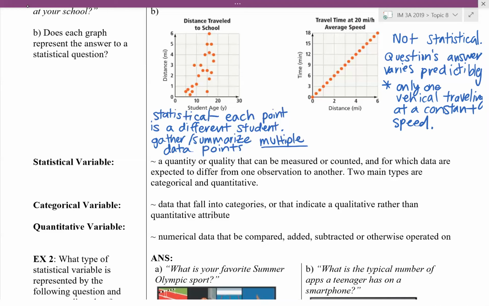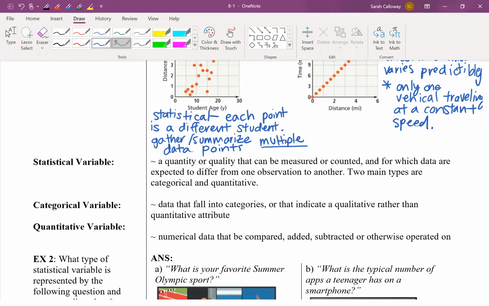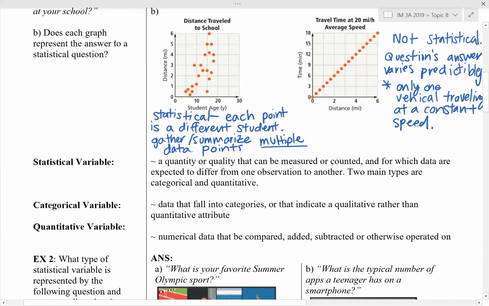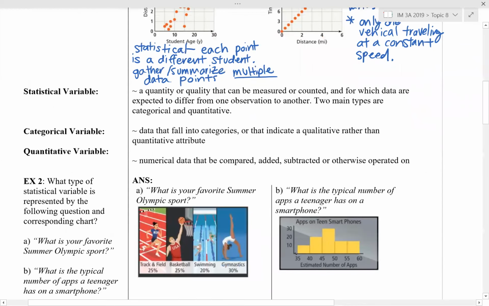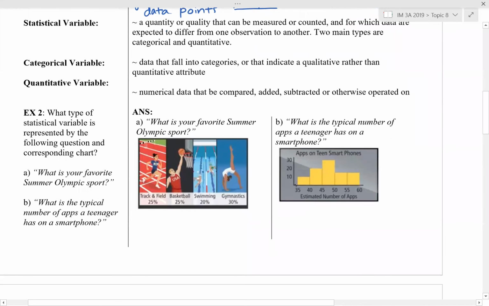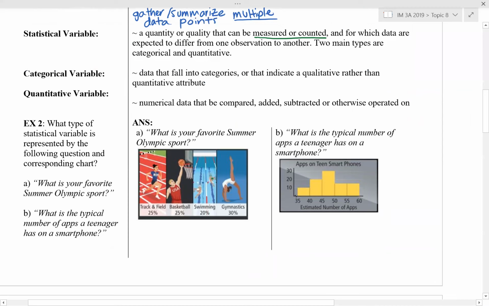From here, now that we have defined the idea of a statistical question, a question that can be answered by collecting many pieces of information, thus our data, and summarizing that data in some way, now we're going to define different types of variables. A statistical variable is a quantity or quality that can be measured or counted. It's either something that has a value itself, or I can count how many of the same response I get, and for which the data are expected to differ from one observation to another.